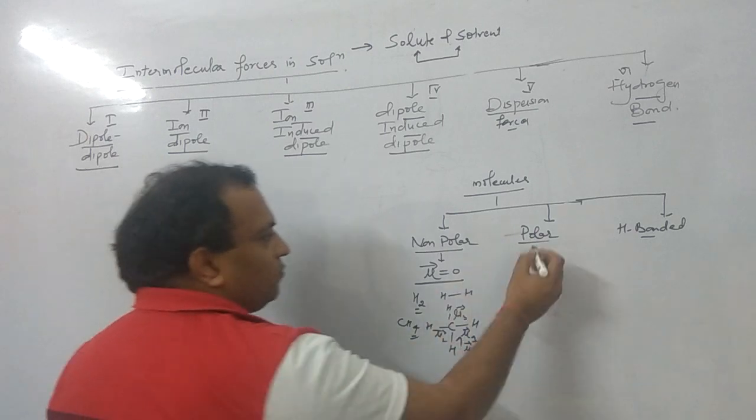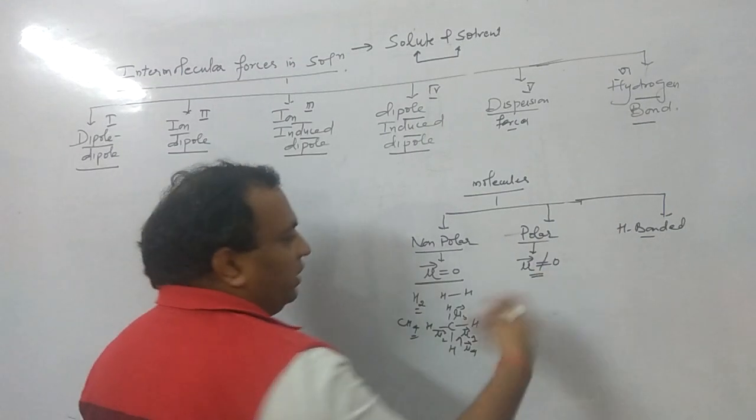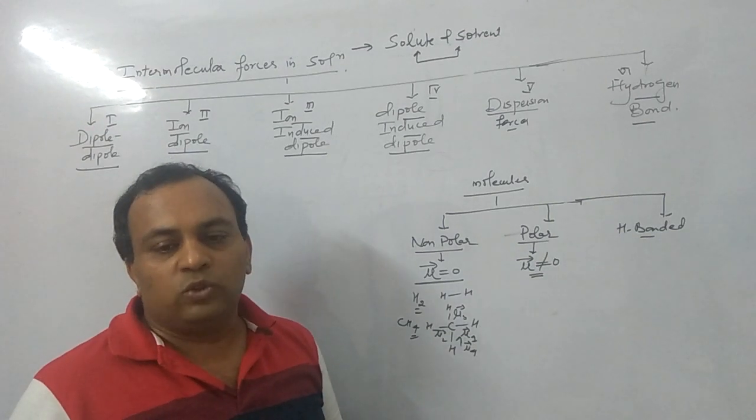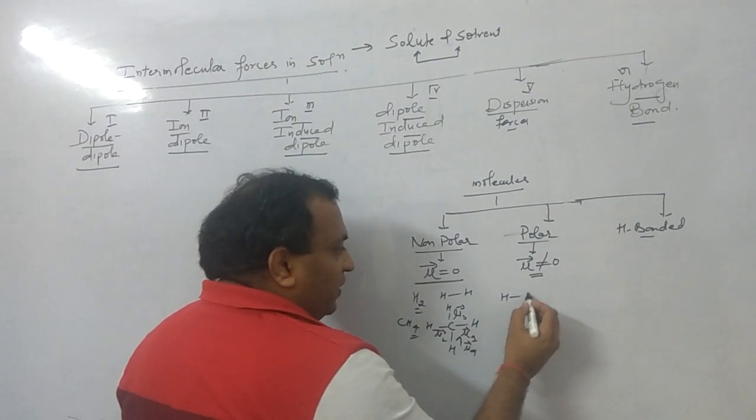Second, polar molecules. The molecules having dipole moment not equal to 0. In short I will say कि उनकी वैल्यू 0 नहीं होगी. It may be 1.2, whatsoever be the number. अब ये कौन से मॉलिक्यूल होते हैं? Just see out. I'll give you the first example, HCl.